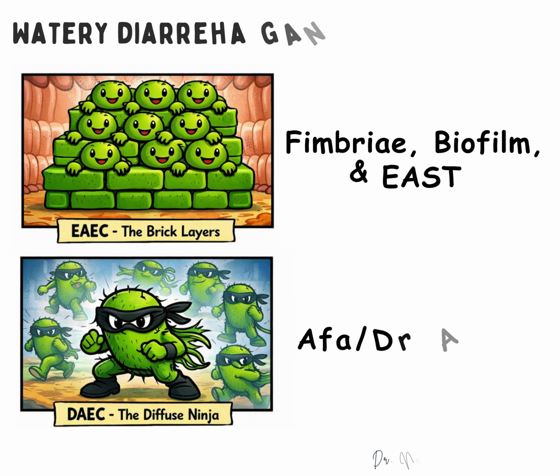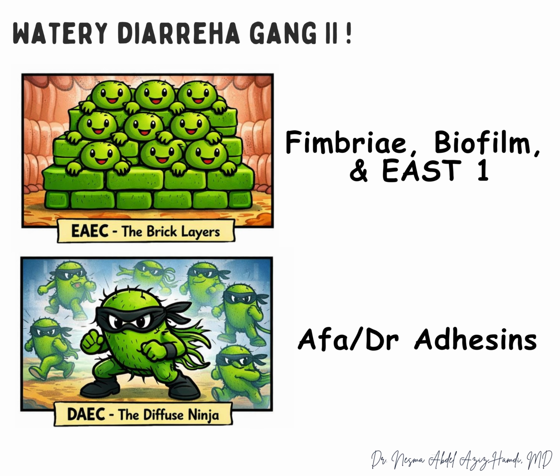We also have in the watery diarrhea gang enteroaggregative E. coli, or EAEC, calmly stacking into thick brick-like layers. Using aggregative adherence fimbriae, it forms stubborn biofilms on the intestinal surface and releases the enteroaggregative E. coli heat-stable toxin 1, or EAST1 toxin. This leads to persistent diarrhea, especially in children.